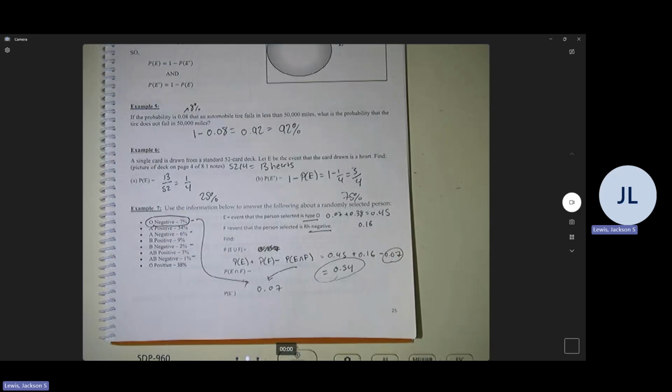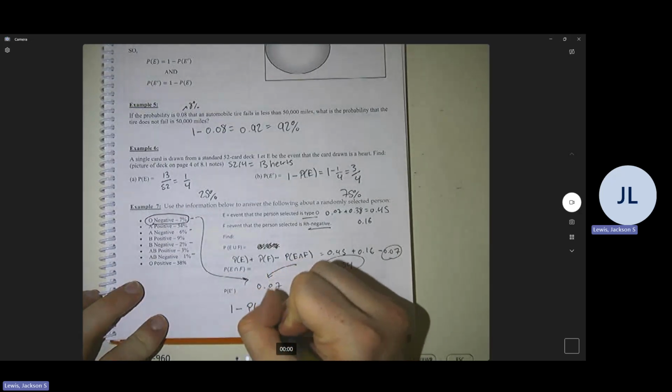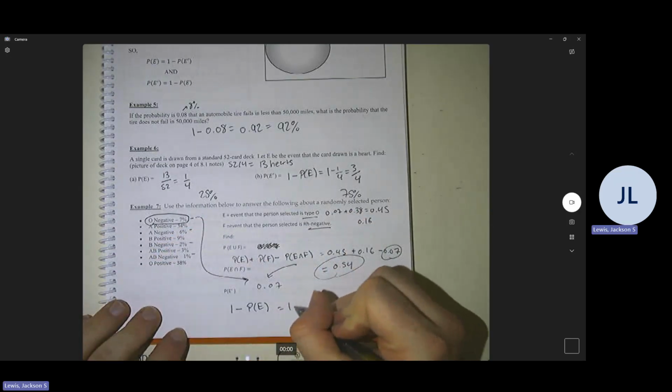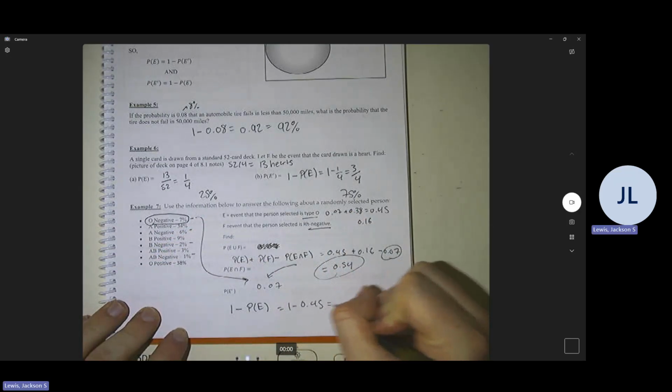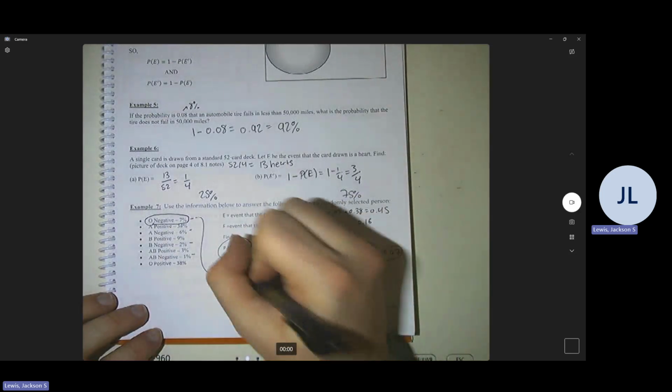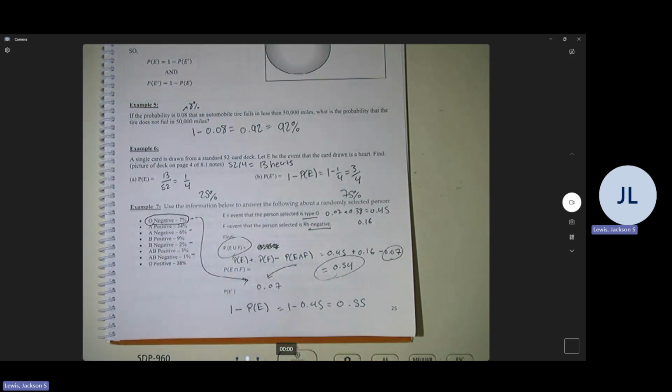And then the probability of E complement is going to be 1 minus the probability of E. We said the probability of E was 0.45, so that gives us 0.55. Any questions about that? The important thing here is that we're recalling the formulas, like the probability of E union F is the probability of E plus the probability of F minus their intersection.